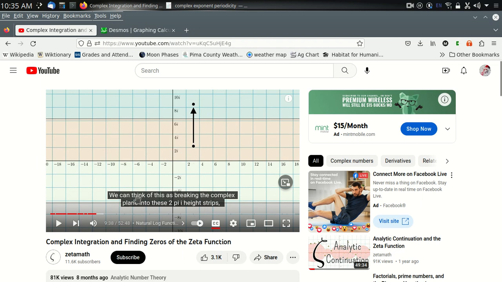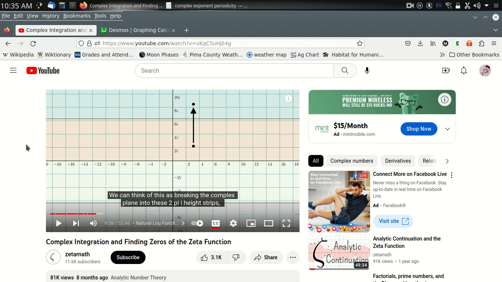And here he's saying there's a periodicity to it, right? So, like e to the 0 is 1, but also e to the 2 pi i is 1, and e to the 4 pi i is 1, right? So there's a periodicity to it.